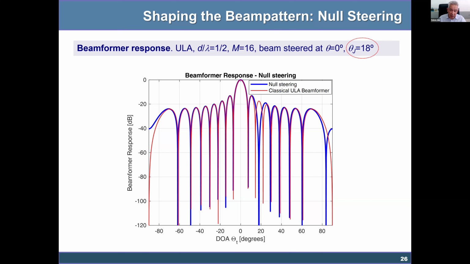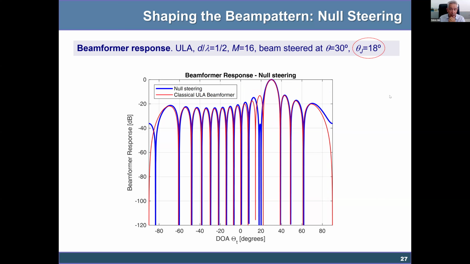So they are two different techniques that basically can be used in two different scenarios. The null steering technique can be used only in the case where you know a priori the direction of arrival of the interference. This is another example where you steer the beam at 30 degrees and the jammer is still coming from 18 degrees. So you have a hole here.